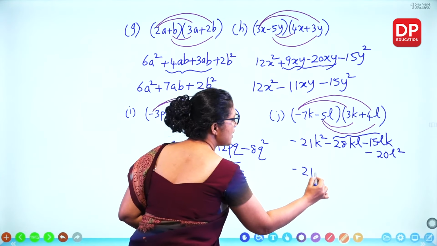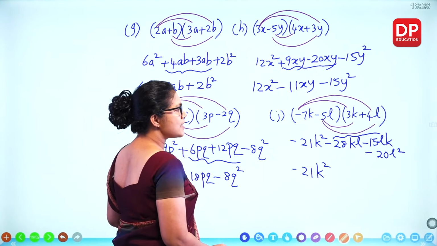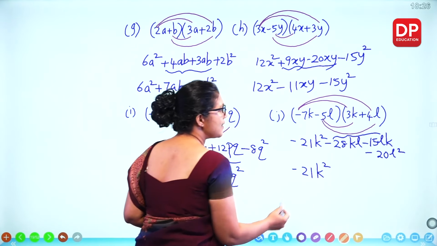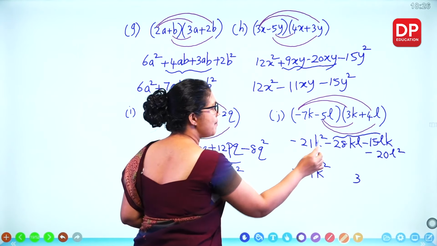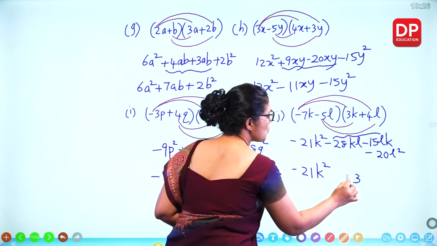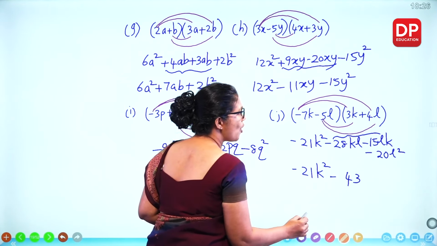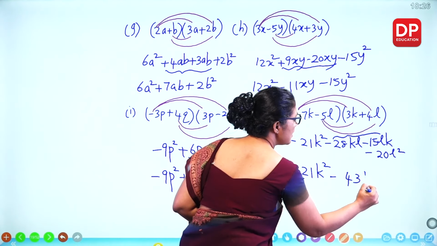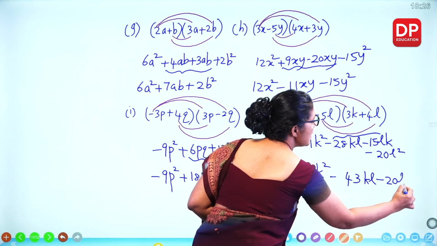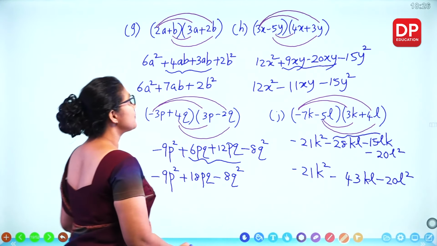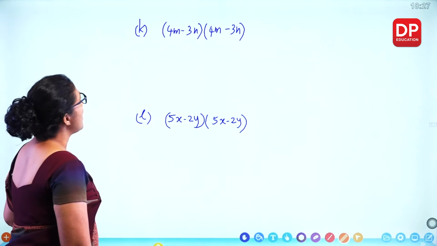You will end up with minus 21k squared, minus 28 and minus 15. So we'll add these two together. 8 plus 5, 13, and 1 remaining, 2 plus 1 plus 1, 4. So you will end up with minus 43kl or lk, minus 20l squared. Now we'll see the next part.